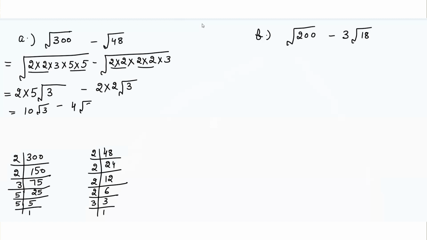Now we have to subtract. 10 minus 4 is 6. So 6 root 3 is the answer. Similarly, in the second part, we have 200 and then 18. First, let's find out the prime factors.